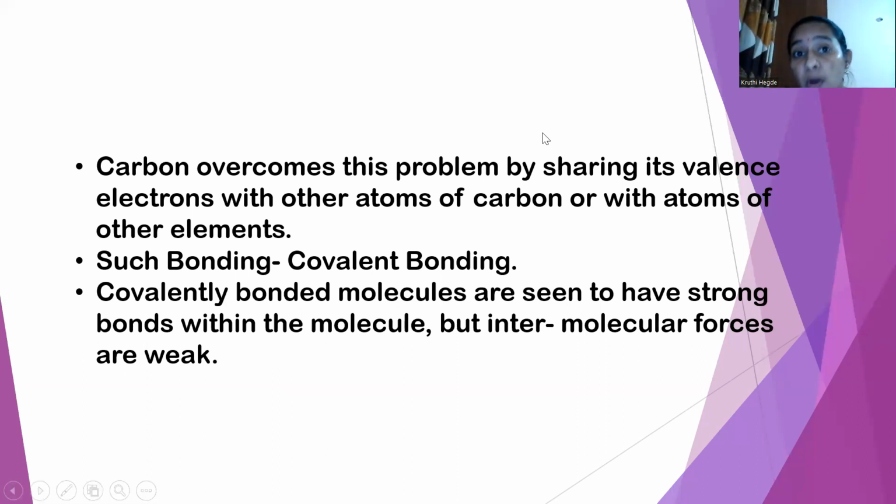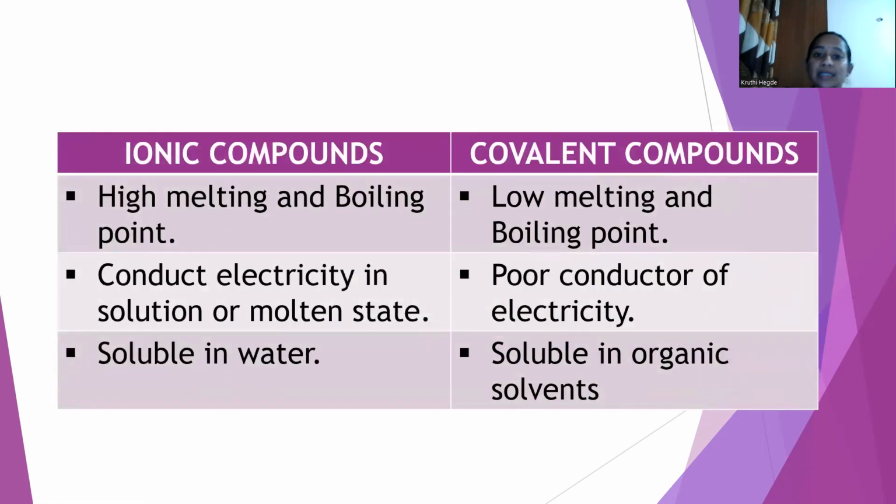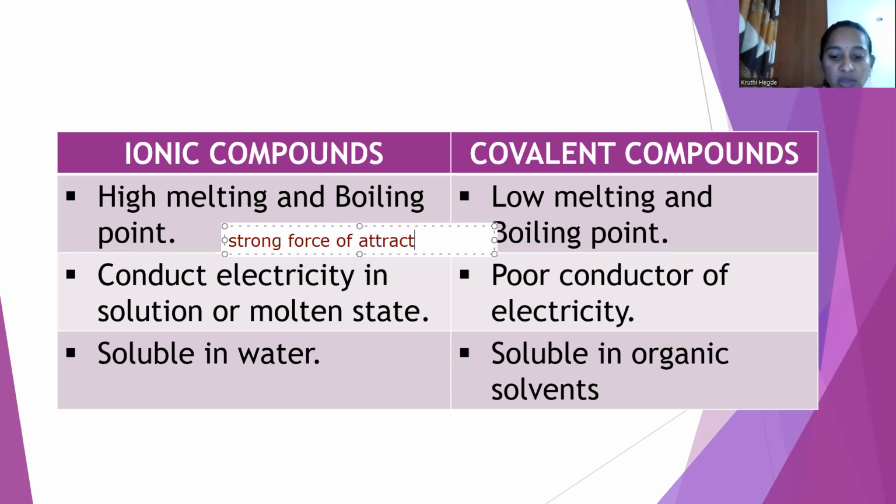And these covalent bonds are comparatively weaker. Intermolecular forces are less in covalent compounds. So let us understand the difference between ionic compounds and covalent compounds. In case of ionic compounds, they have high melting and boiling point. ಯಾಕೆಂದರೆ strong force of attraction. Because of strong force of attraction, they have high melting and boiling point.